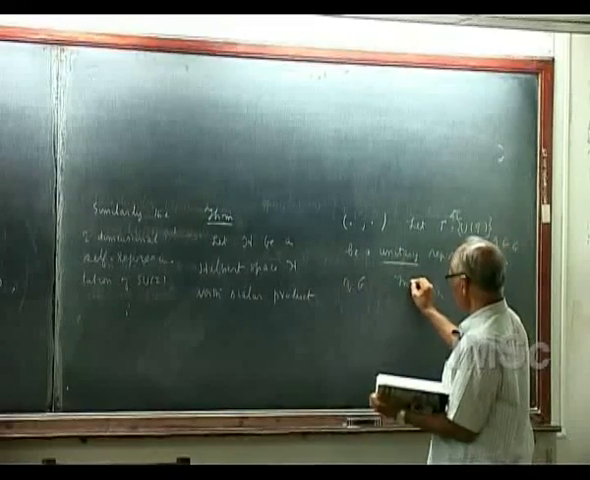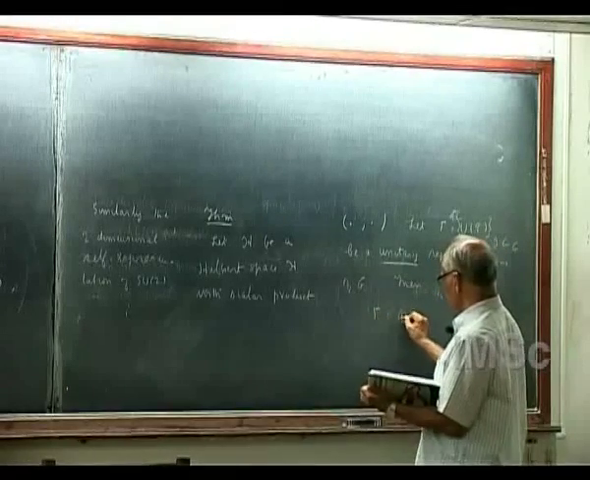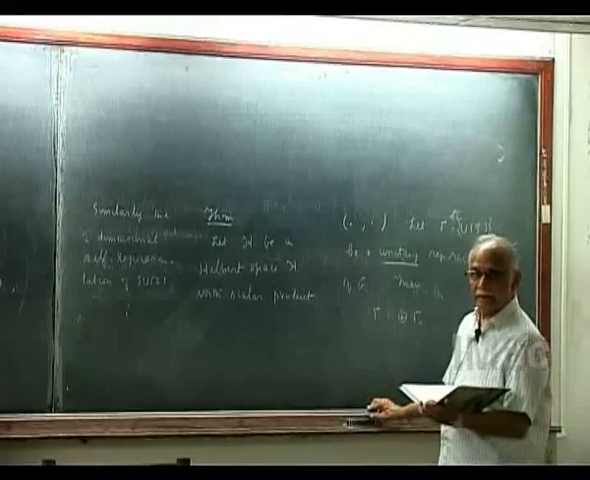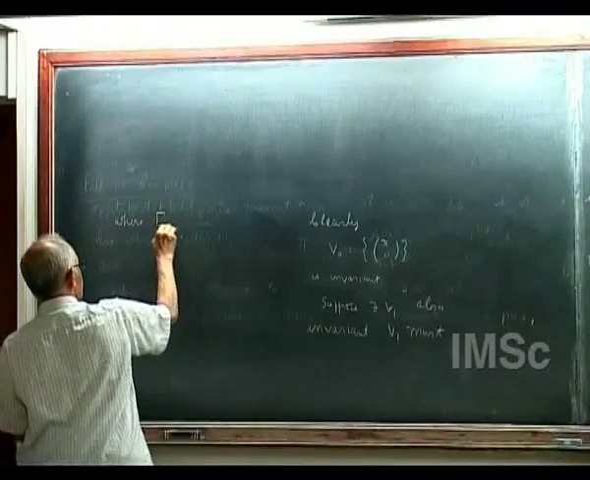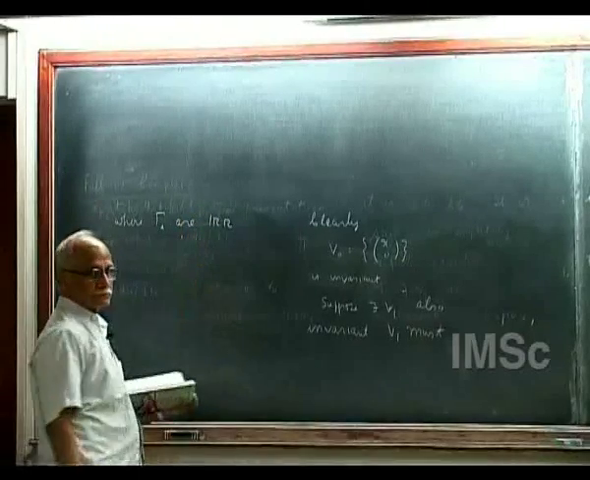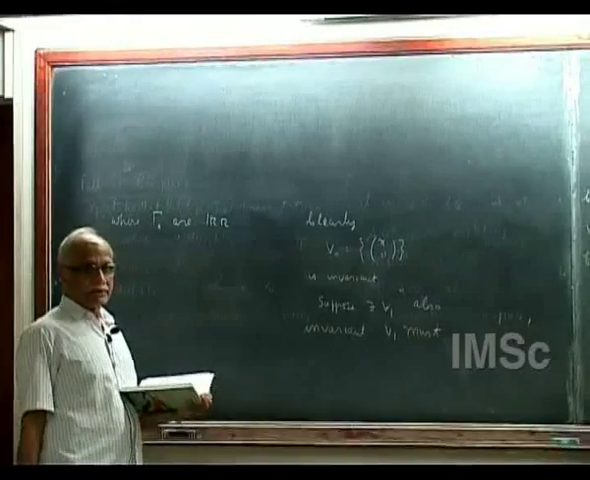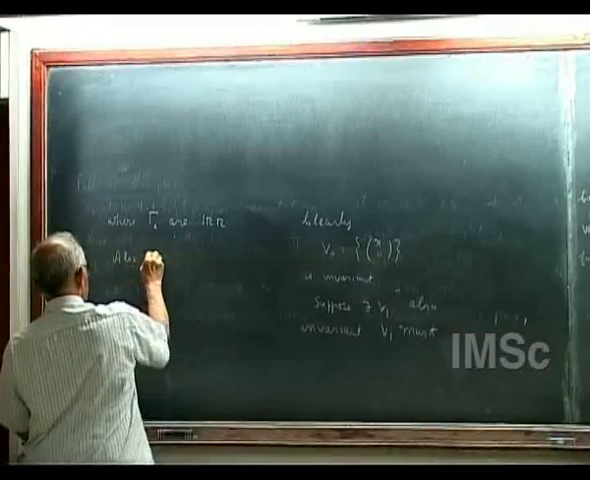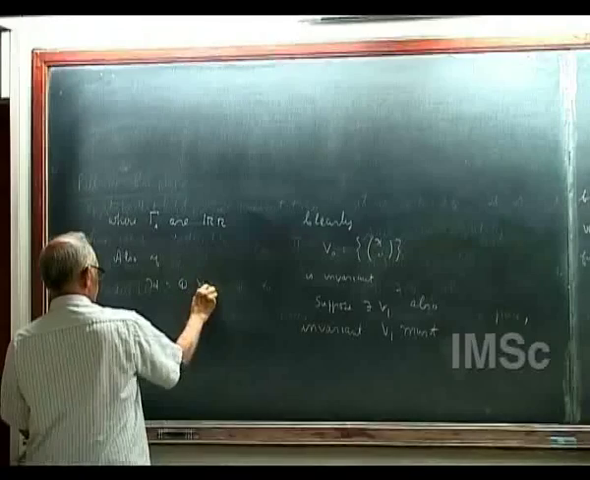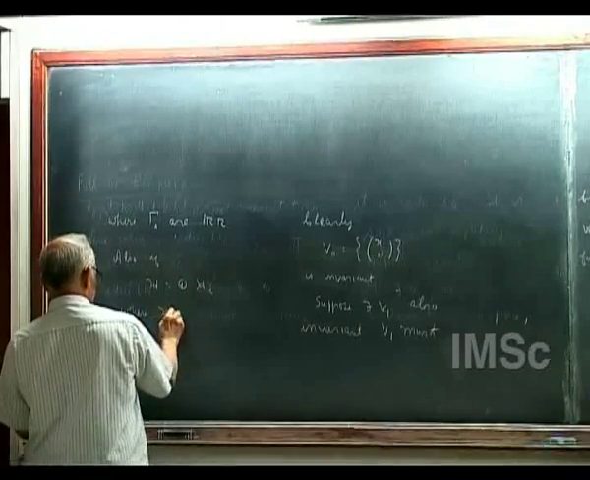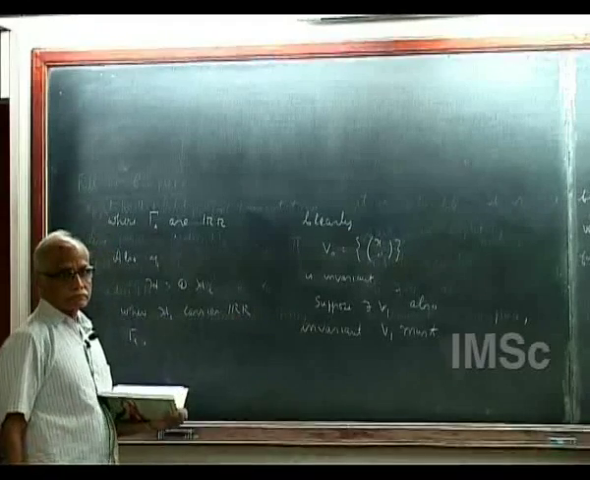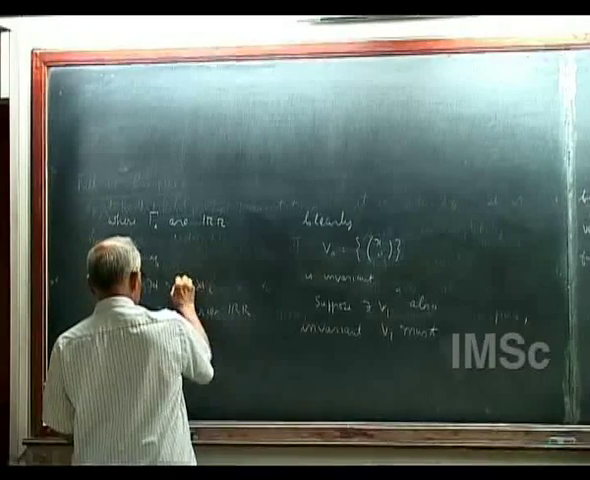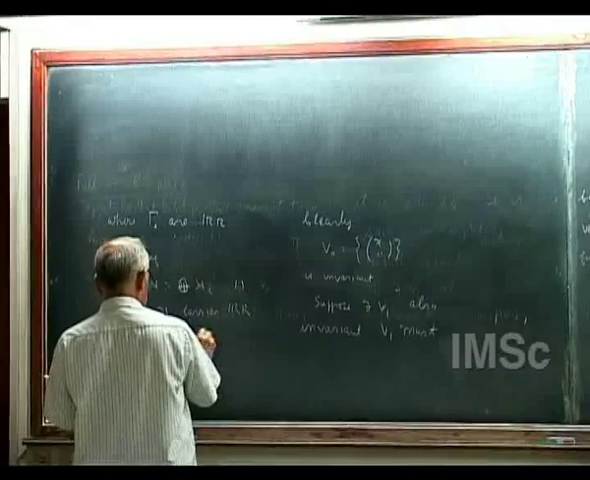Then gamma is a direct sum of gamma i, where gamma i are irreducible. So it can completely decompose into a direct sum of irreducibles. Also, if H is the summation of H_i, where H_i carries irrep gamma i, this sum here is an orthogonal direct sum.